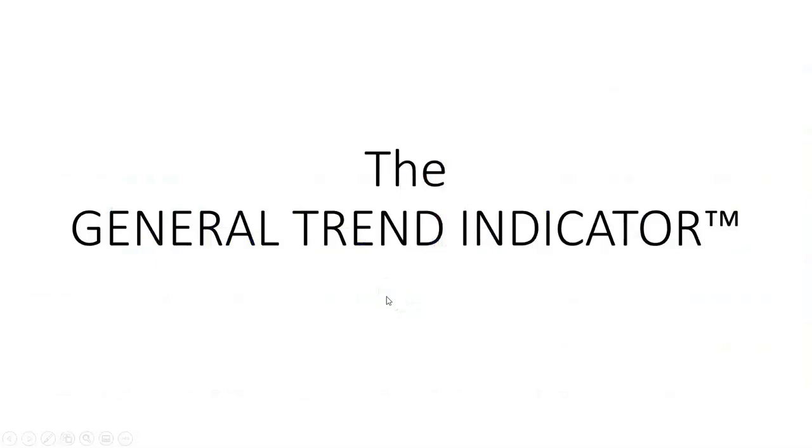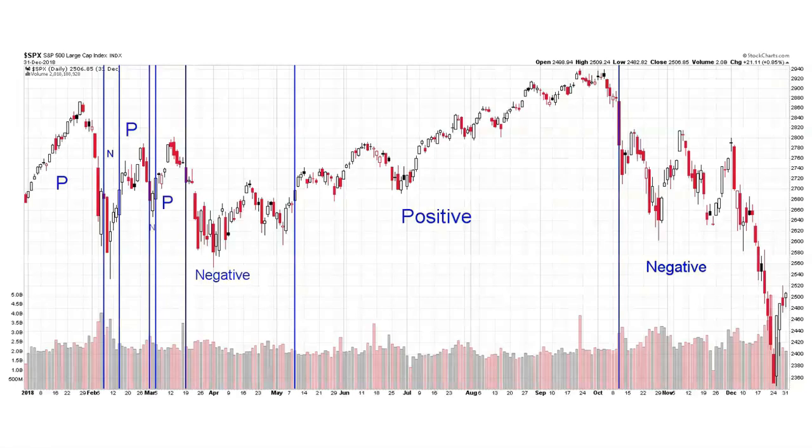Now let's take a look at a few charts for the general trend indicator. And just like with the risk signal, we're going to start off with 2018. You can see we came into the year with a positive signal, had kind of a chop where we went back and forth between positive and negative for a little while in February, March. We had an outright negative signal and then went back into a positive.